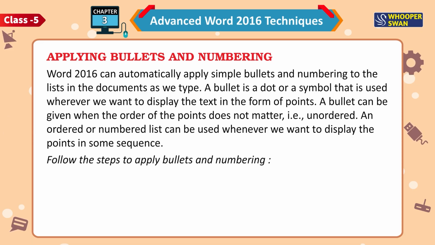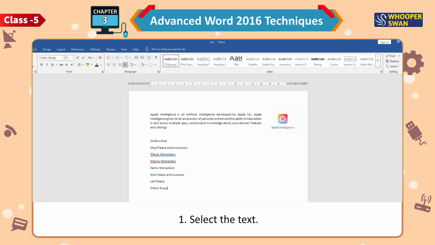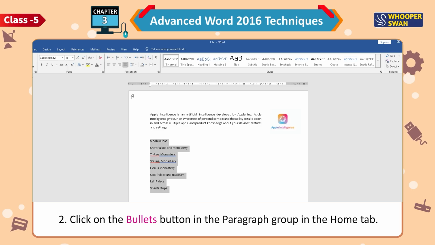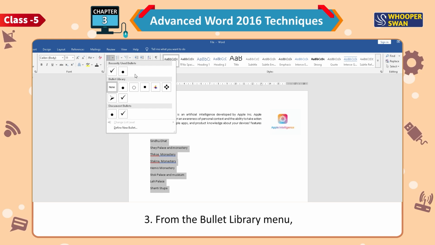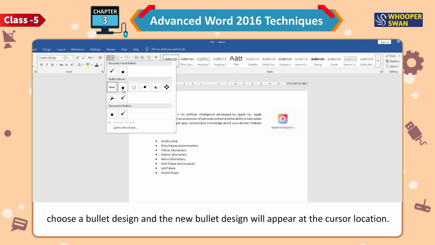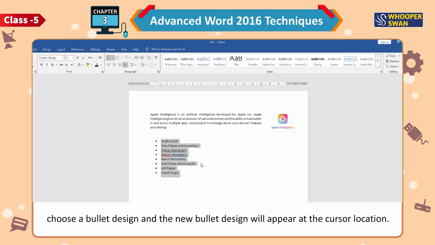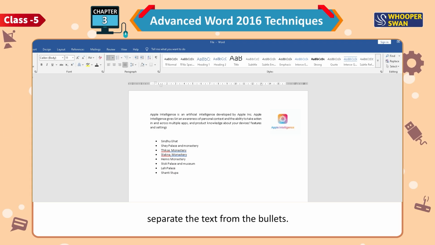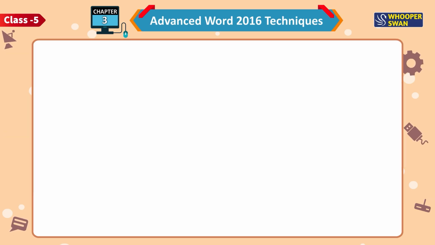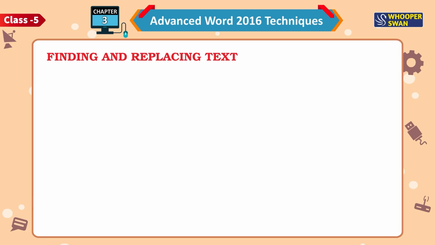Follow the steps to apply bullets and numbering. Step 1. Select the text. Step 2. Click on the Bullets button in the Paragraph group in the Home tab. Step 3. From the Bullet Library menu, choose a bullet design and the new bullet design will appear at the cursor location. Step 4. The text is bulleted and the indents are automatically adjusted to separate the text from the bullets.